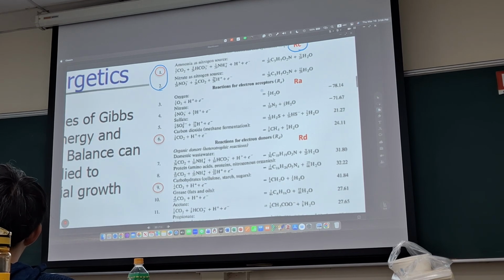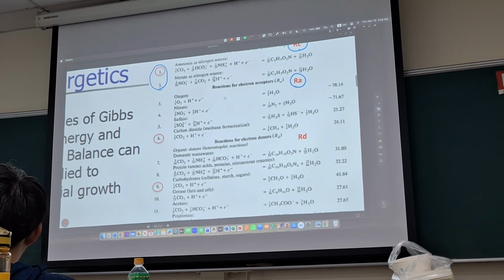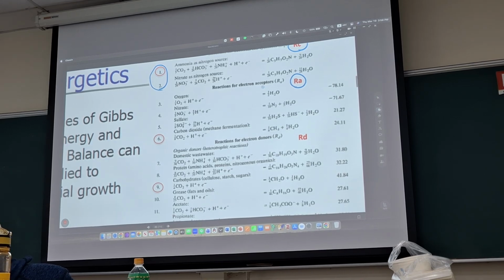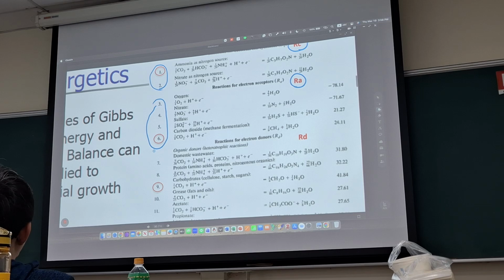The second one is called RA. RA means reactions for electron acceptors, and there are 4, from 3 to 6. Number 6 is use carbon dioxide. So this is also the so-called methane fermentation.